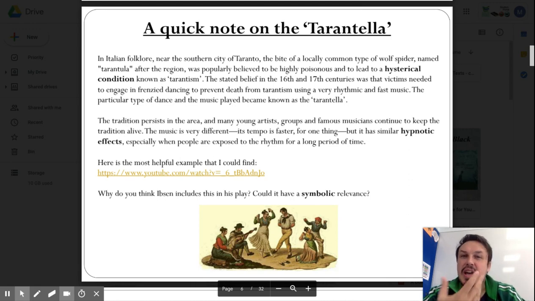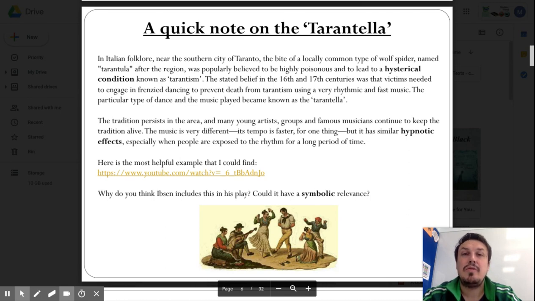So this has become a folk dance, essentially, and it's something that Nora picks up on her travels, on her honeymoon. We have talked about this, so this is purely for revision purposes. I want you to have a look at the video. You don't have to watch the whole thing, but just have an idea of what the Tarantella is. It's not great, but it's the best example I could find. And also think about why Ibsen includes that in the play and the symbolic relevance, which we talked about.